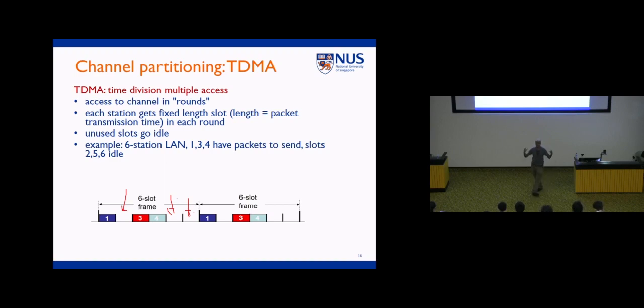However, if the network is quite loaded, everybody wants to send data, then it's very good. There are no collisions because everybody has a dedicated slot. And if everybody is transmitting in their slots, the network is fully utilized and everybody is getting 1 over m. Okay? So these kinds of things are very good when the network is heavily loaded, but not very good when the network is lightly loaded.